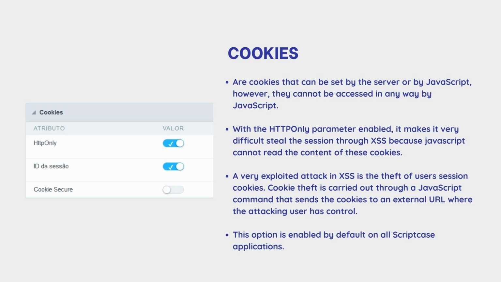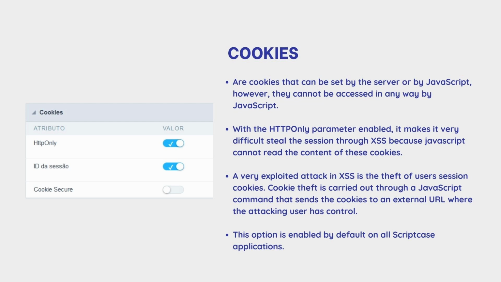Now, cookies are very important and of course also a big topic within the GDPR, and cookies are set by the server or by JavaScript, and they cannot be accessed anyway by JavaScript, so that's important to note. So there's no way of you actually accessing those cookies and actually obtaining any data from them. With the HTTP only parameter enabled within your application, it also makes it more difficult to steal session data through XSS or cross-site scripting, because JavaScript cannot read the contents of those cookies.